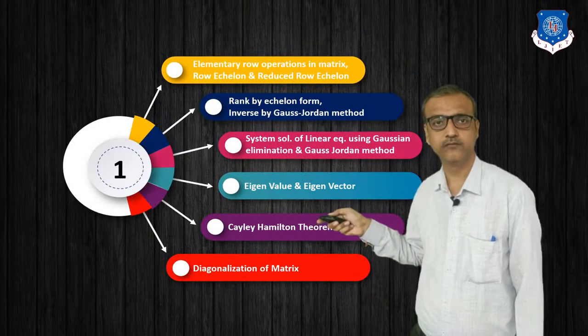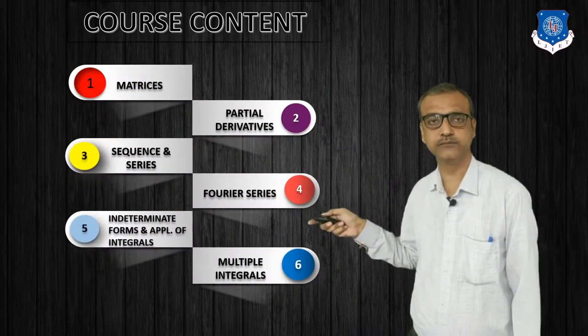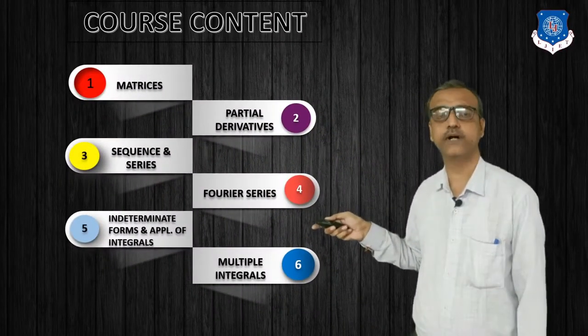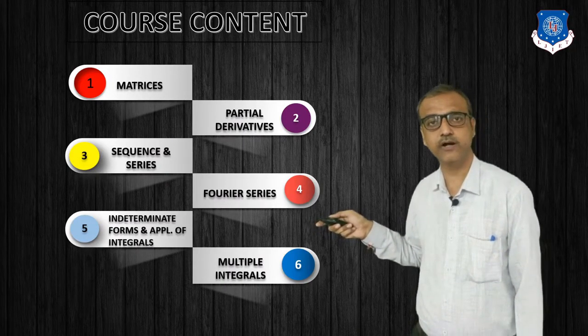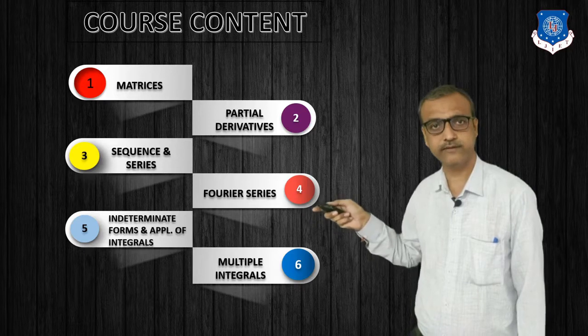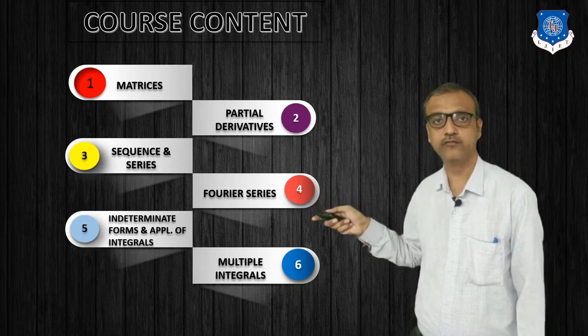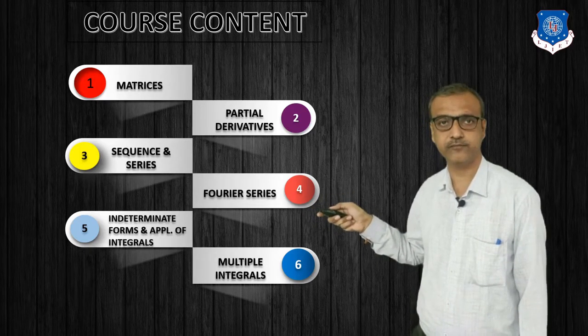Now we will move on to unit number 2, that is partial derivative. In single variable function we use ordinary derivatives, whereas in case of multivariable we use partial derivatives.